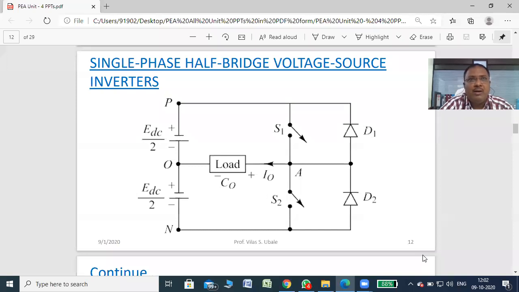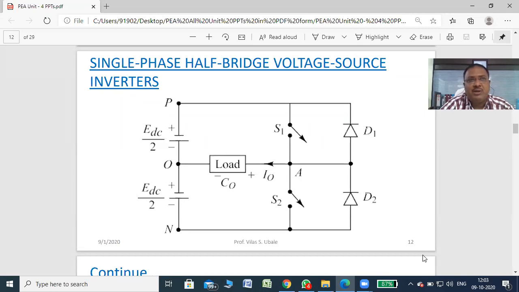So you should always keep in mind that if we are using a power device, it means that we require a gate drive or base drive circuit for the power devices, and we even require voltage protection, current protection, and temperature protection.